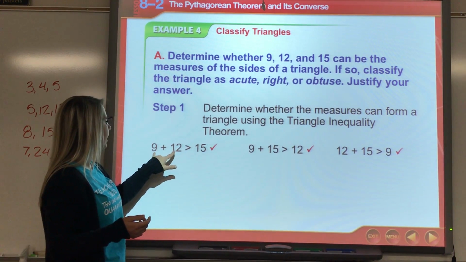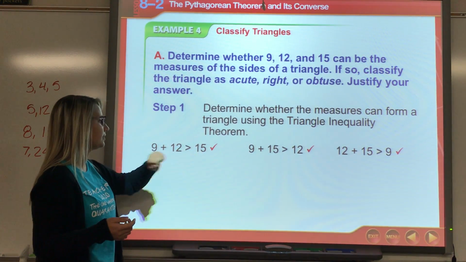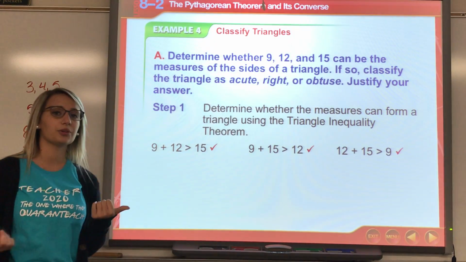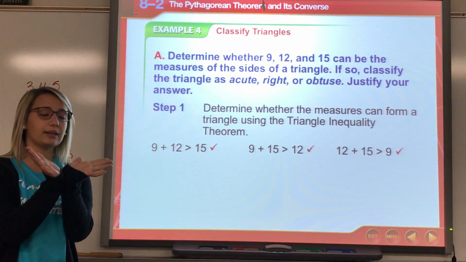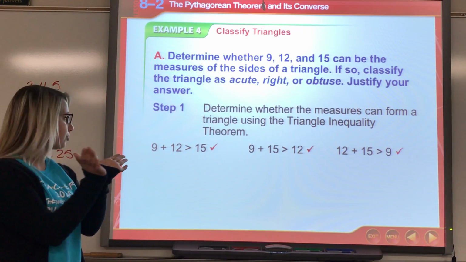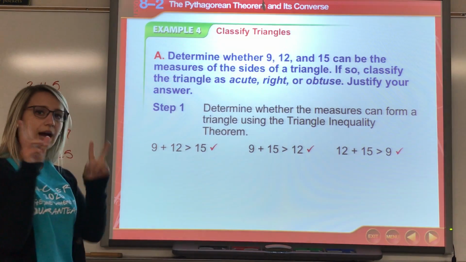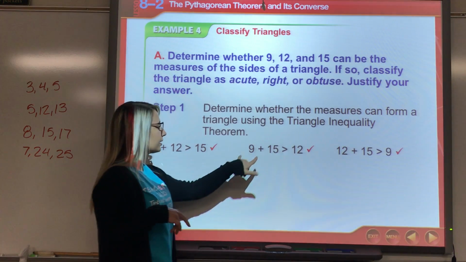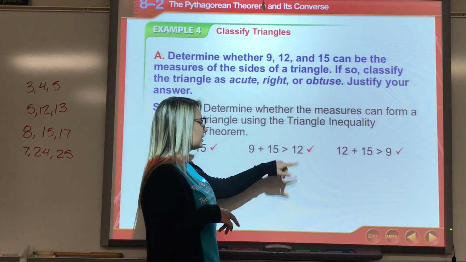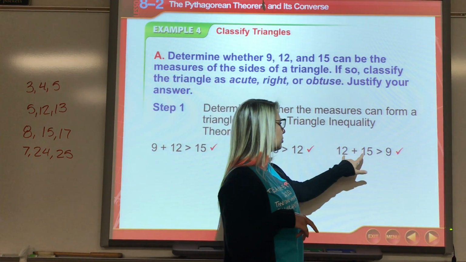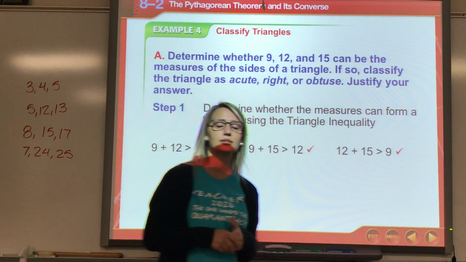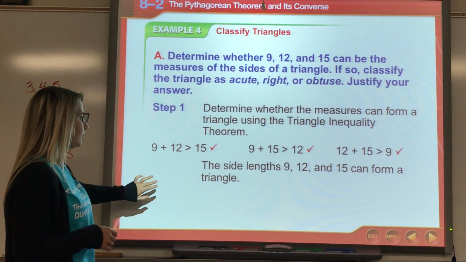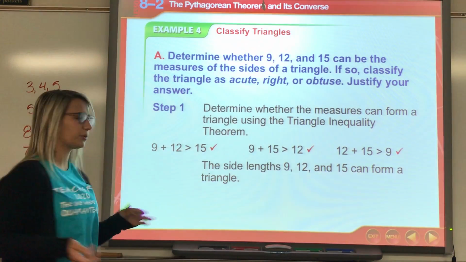So notice we had 9 plus 12 is greater than 15. And that's true. So 2 of our sides added together is greater than our longest side. Okay, when we take 9 and 15, that's greater than 12. And we take 12 and 15, that's greater than 9. So that's the first step that we have to check. Okay, so that can form a triangle.